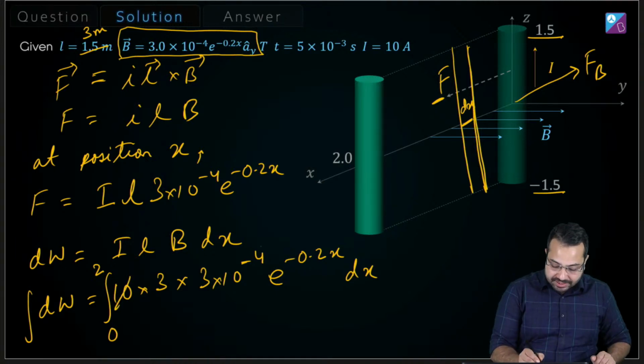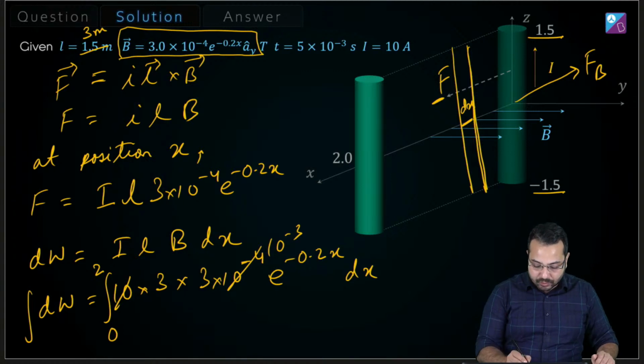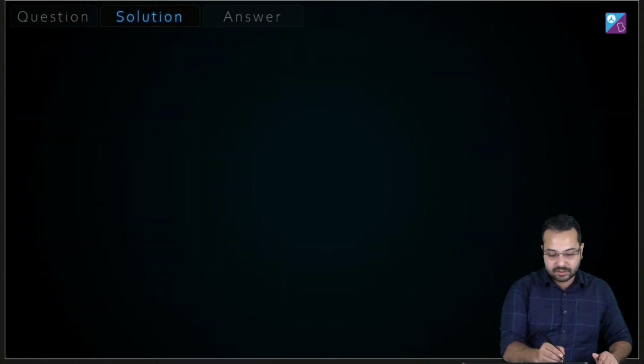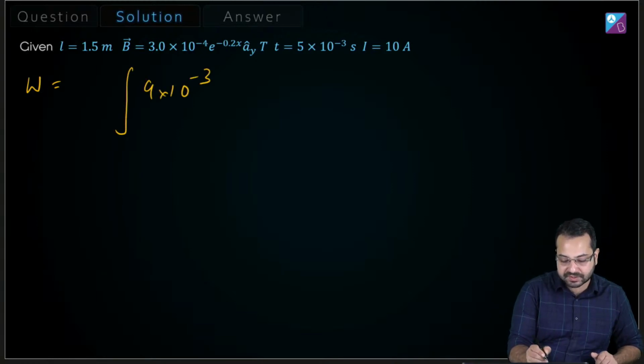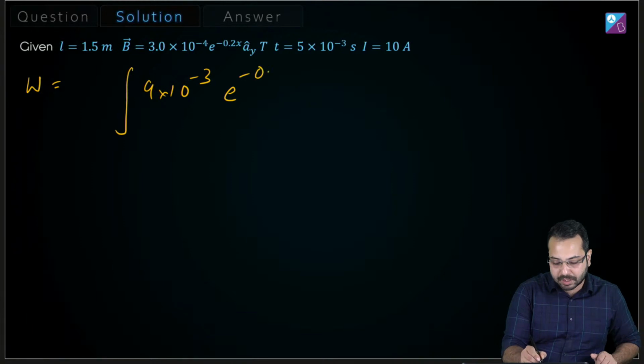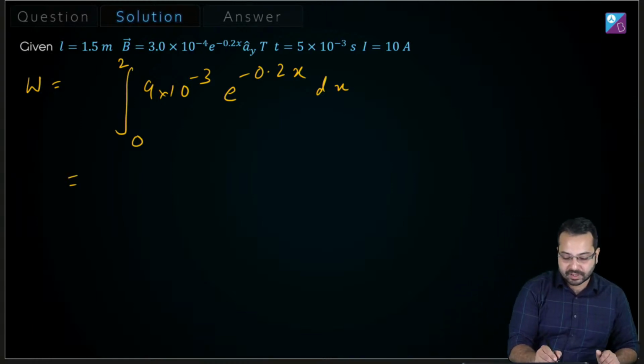Okay, so this 10 is going to become 10 to the power minus 3. So this becomes 9 into 10 to the power minus 3. The work is going to be the integral of 9 into 10 to the power minus 3, and then we have e to the power 0.2x dx, and the integral is going to go from 0 to 2. Correct? Perfect. Now 9 into 10 to the power minus 3 comes out.